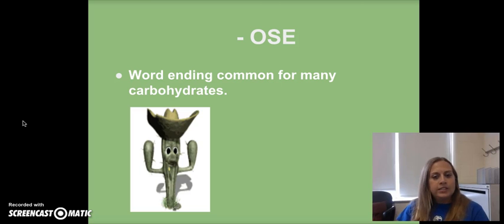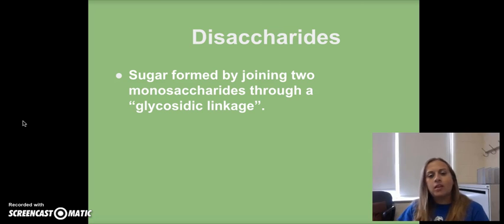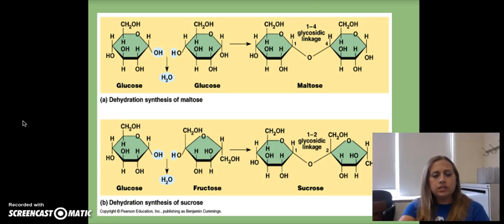So when you see that ending, you're pretty much going to know that you're looking at a carbohydrate. Next, we've got disaccharides, di meaning two, and these are sugars formed by joining two monosaccharides through a certain bond called a glycosidic linkage.